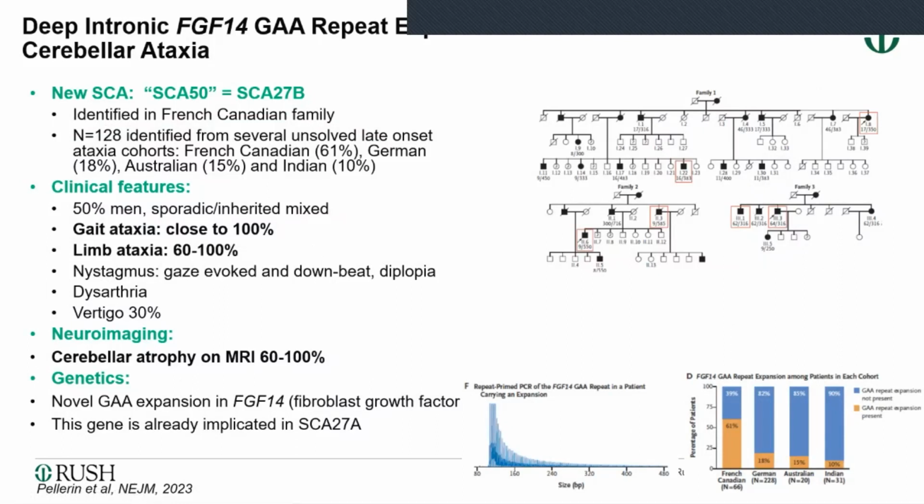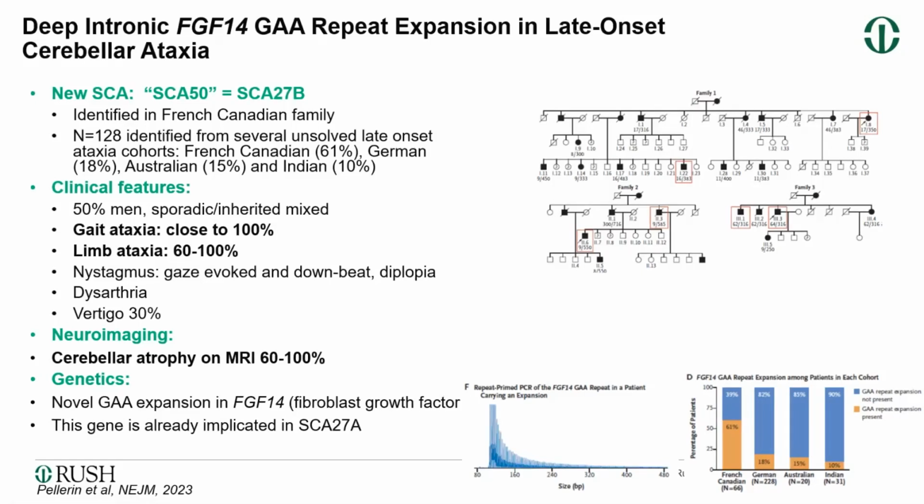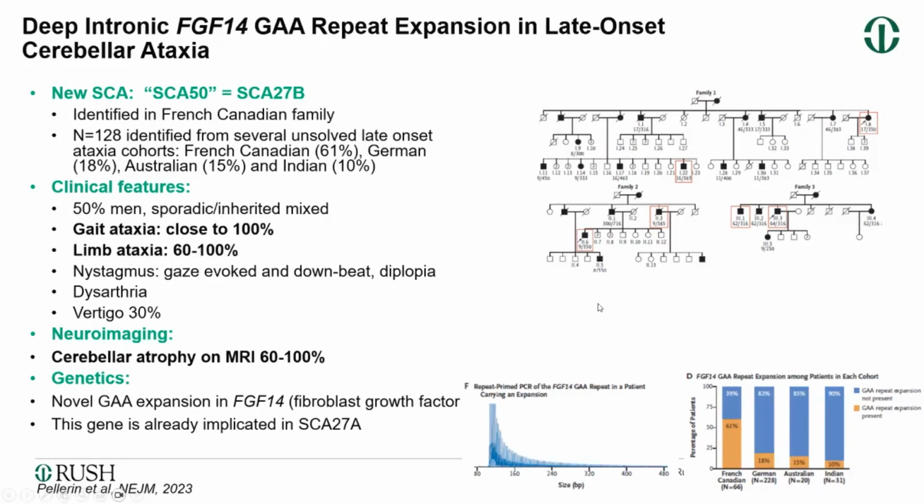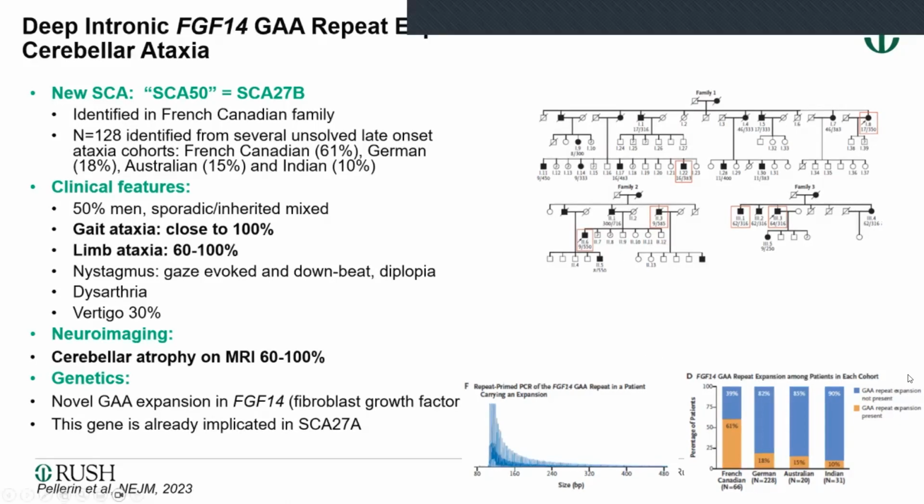It was 50-50 man, woman. The gait ataxia was in almost every single patient. Limb ataxia was also very common, and they had the cerebellar signs we would expect. Now, a third of these patients did have vertigo. So if you have a patient with vertigo, you might be thinking about this particular ataxia. The patients, for the most part, had cerebellar volume loss.